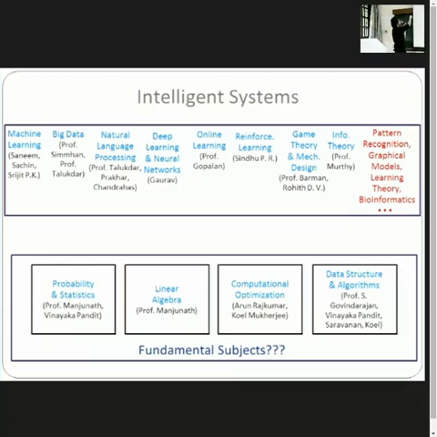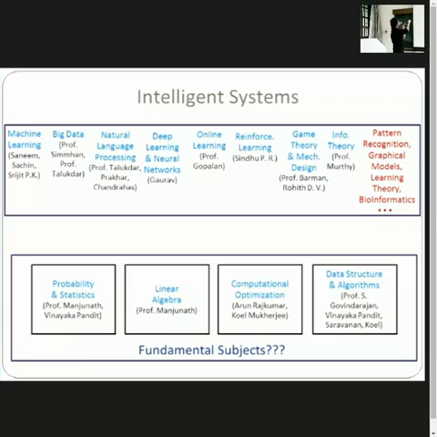I think the first thing is definitely machine learning. These are the major subfields of intelligence systems. The first is machine learning. You remember the first talk on Monday: Sanim and Sachin gave a very nice demo talk on introduction to machine learning. Later on, Srijit talked about artificial intelligence.